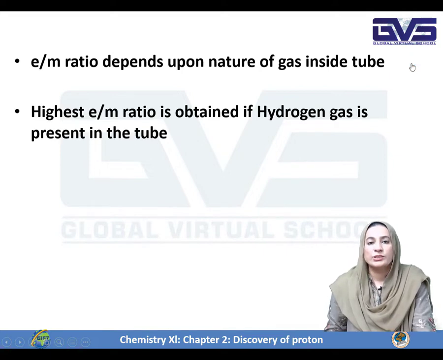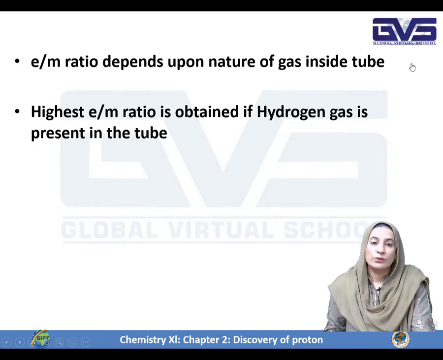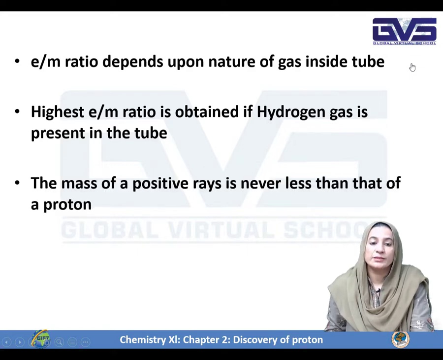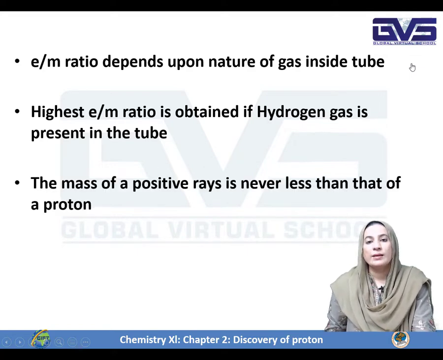So the charge to mass value of these rays depends upon the nature of the gas inside the tube. The highest charge to mass ratio obtained in this case was when they used hydrogen gas inside the discharge tube. Why? This is a question for you. I already told you: because hydrogen is the lightest element, and in charge to mass the mass is in the denominator, so its charge to mass ratio will be higher. And the mass of positive rays is never less than that of a proton. It's the same thing.